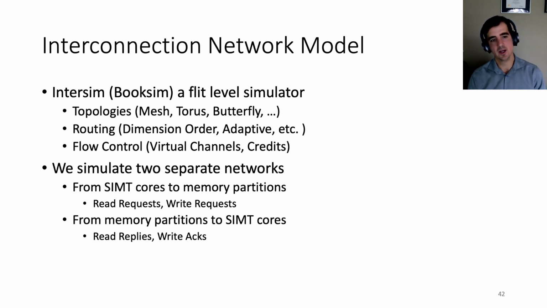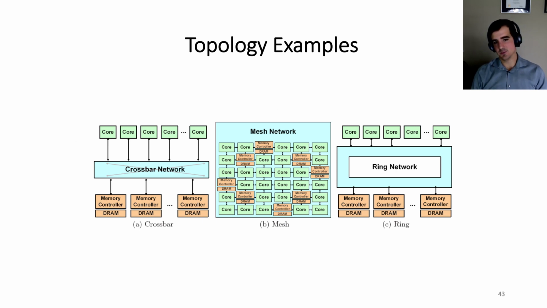Another thing I'll note is that to easily prevent deadlocks in the system, we simulate two separate networks, one network that goes from the SIMT cores out to the memory partitions, and then a separate reply network that goes from the memory partitions back to the SIMT cores. And we do this because it makes it a lot easier to ensure that the interconnect is deadlock free. Here's some examples of topologies you can set up by configuring BookSim. So this is a standard crossbar, which is what the default models and what real machines actually do as far as we can tell, which is basically an all-to-all connective network.